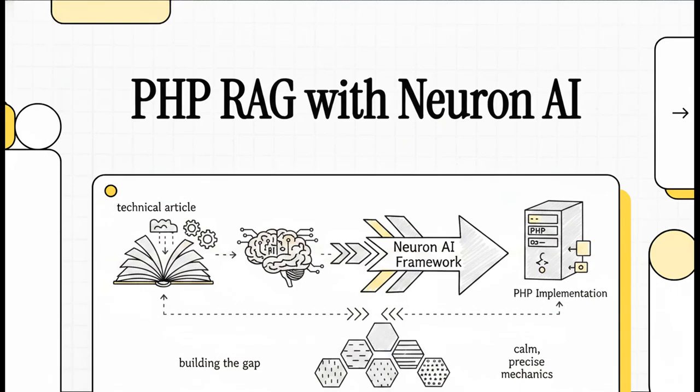Welcome to this explainer. Today, we're diving into a really insightful technical article by Valerio Barbera, originally presented for the International PHP Conference. We are going to methodically break down how to bridge the gap between theoretical AI concepts and practical PHP implementation using the Neuron AI framework. Our approach here is going to be calm, precise, and completely grounded in the mechanics of building a functional system.